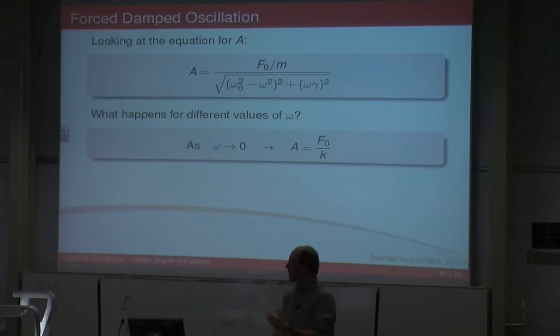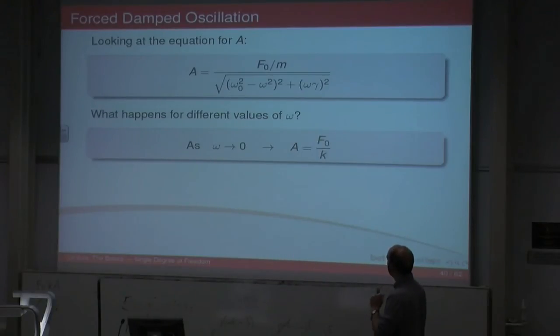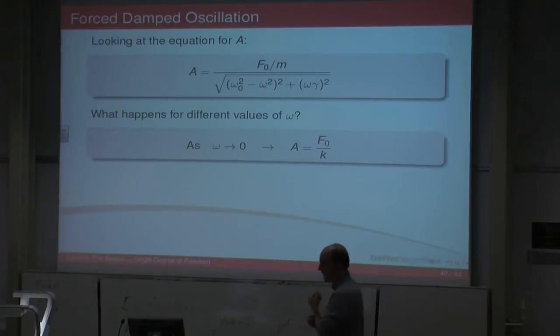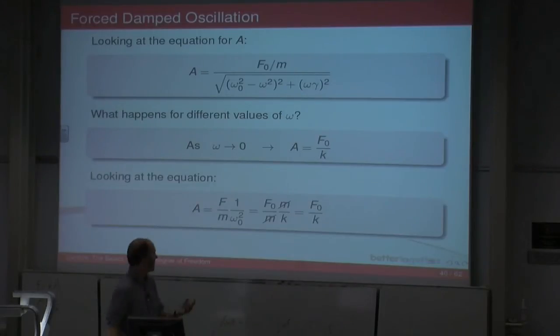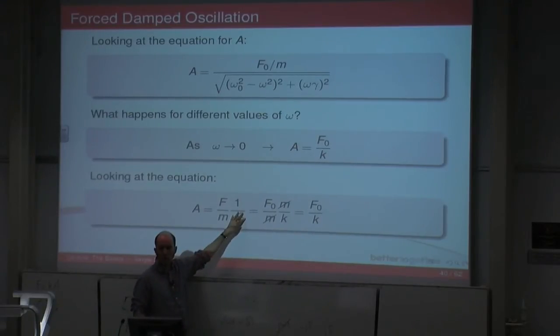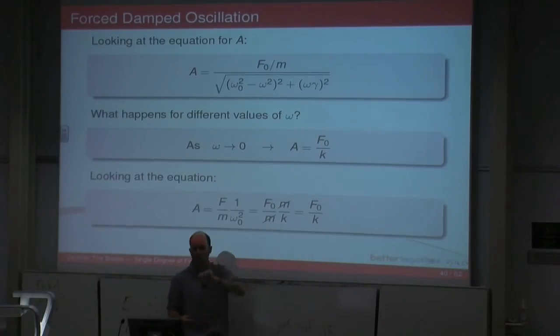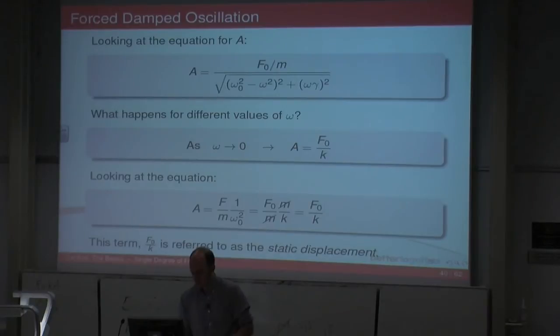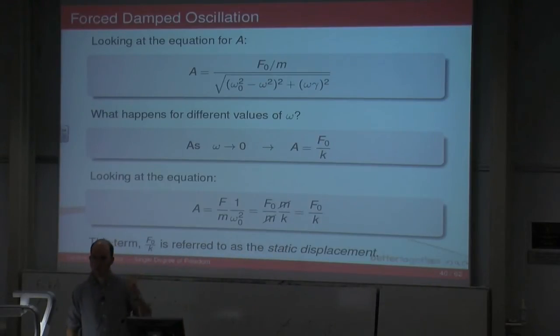As omega approaches 0, we said that it's going to be the spring force. F naught upon k is the amplitude. And that makes sense to us intuitively. And if you look at the equation, like I said, you get F naught upon m omega naught squared. Now omega naught squared we know is k upon m, but it's on the denominator, so it's m upon k. The m's cancel, you end up with F naught upon k. And that term, F naught upon k, is known as the static displacement. F naught upon k.